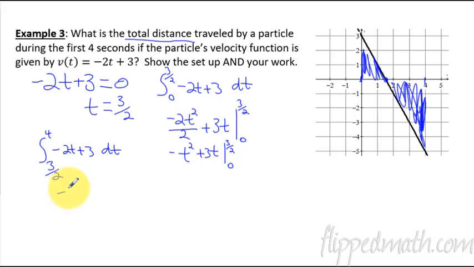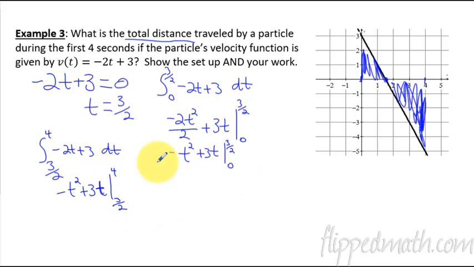This one will be a negative t squared plus 3t, evaluate from 3 halves. Sorry about my t's and my pluses. They look identical there. I've got to be careful. T, evaluate from 3 over 2 to 4.